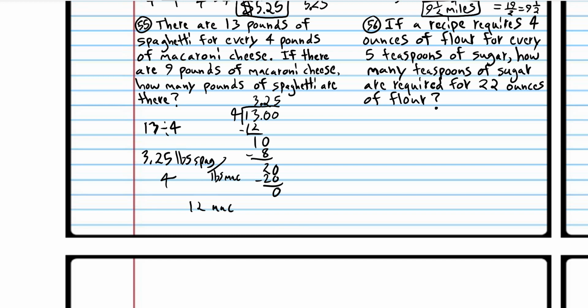So let me say that again. It's easy to get lost there. There are 4 pounds of spaghetti for every 1 pound of macaroni and cheese. We don't have 1 pound of macaroni and cheese. We have 12 pounds. So what's the answer? How many pounds of spaghetti are there?